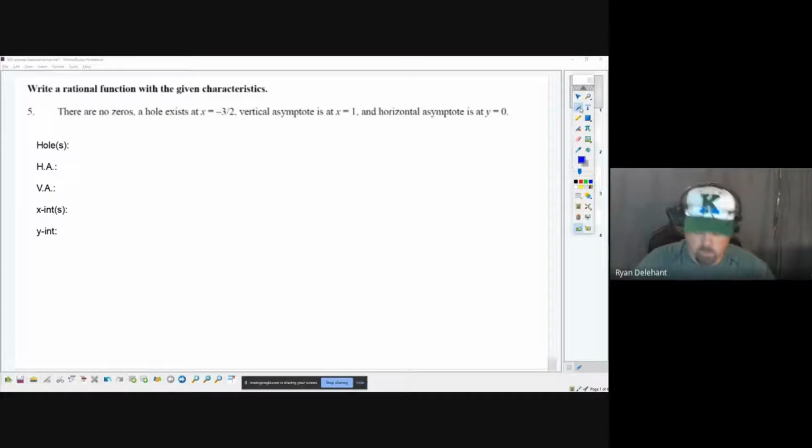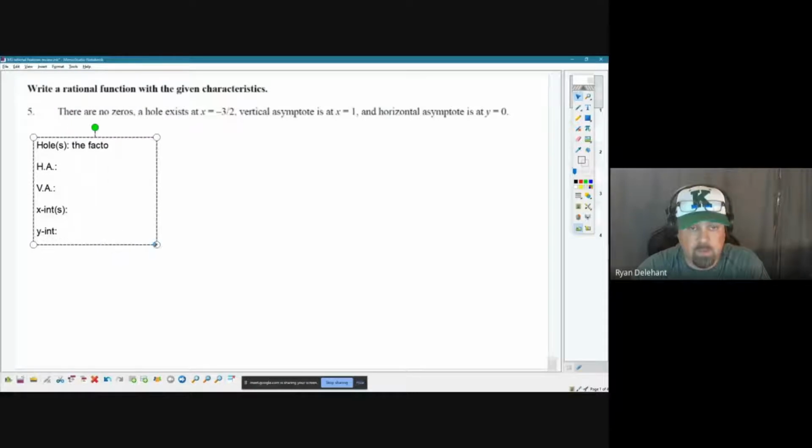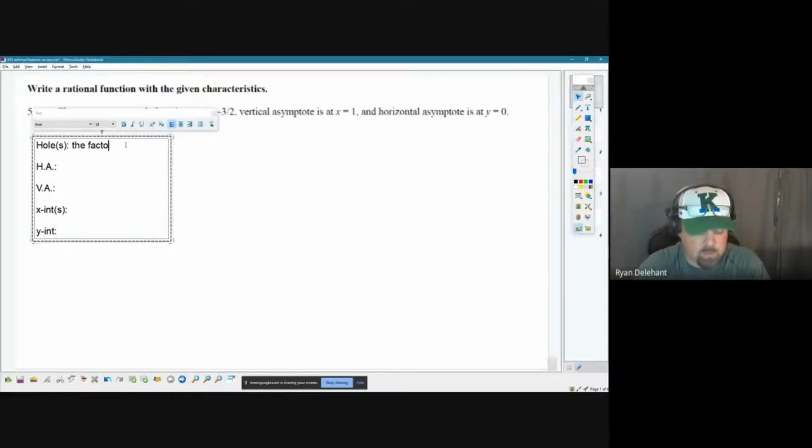So when we found a hole, when we think about finding holes, this is, I'm going to type it so you guys can actually read it, the factor that canceled out when you did your initial factoring. So that means if you have a hole, its factor is going to appear on the top and the bottom of your beginning fraction, because when you factor it out, it's going to cancel. That's what makes it a hole.